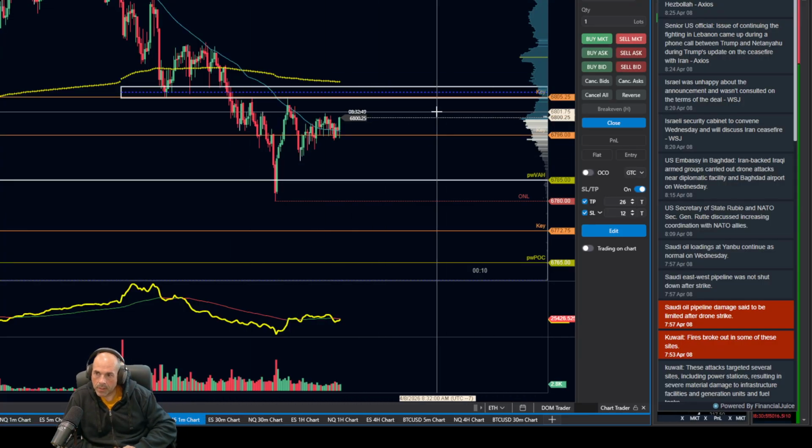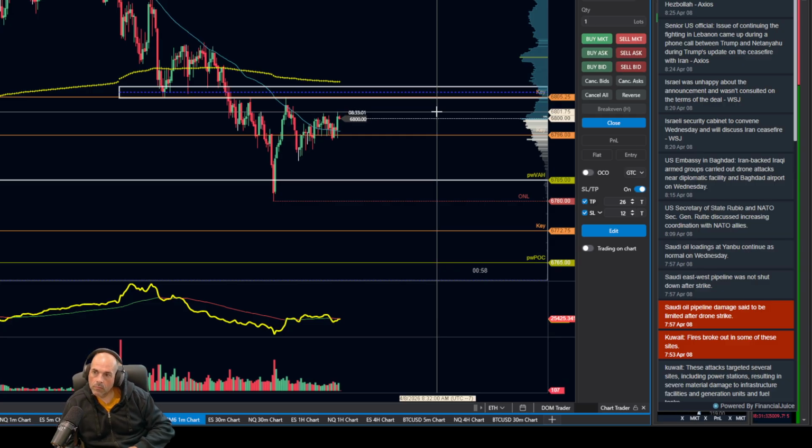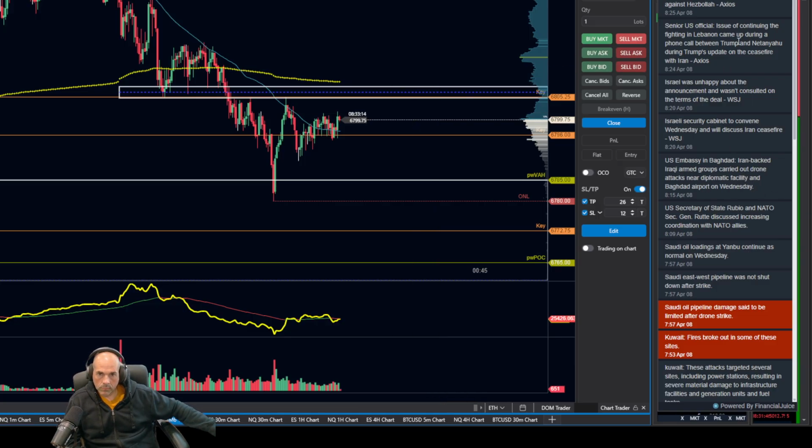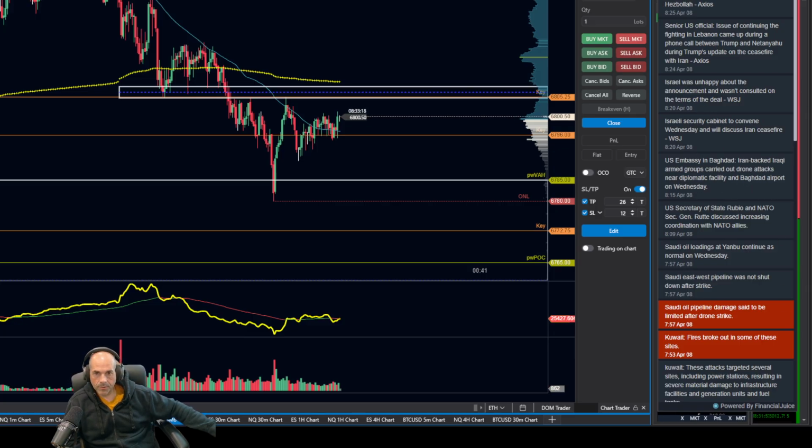So for a valid supply demand kick, it's going to have 3 touches. Look at this. Israel was unhappy about the announcement and wasn't consulted. That's awesome.